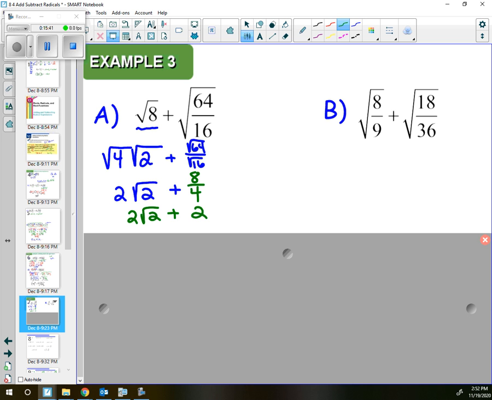Now let's take a look at that. One of them has a radical and one doesn't. Never going to be a like term, right? So if you have something with a radical and something that doesn't, it's kind of like the equivalent of saying 2x plus 2. I would never put those together, right?